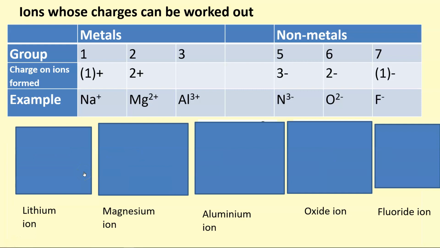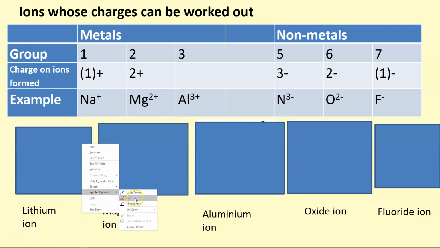So let's see if we could draw a dot and cross diagram for the following 5 ions. First, a lithium ion. The strategy is to work out which group of the periodic table it's in. Lithium is in group 1, so it forms +1 ions. The other thing for lithium though, is that it's the one exception which has a slightly different diagram to the others.